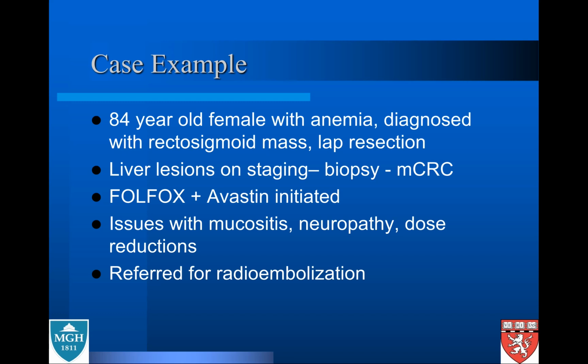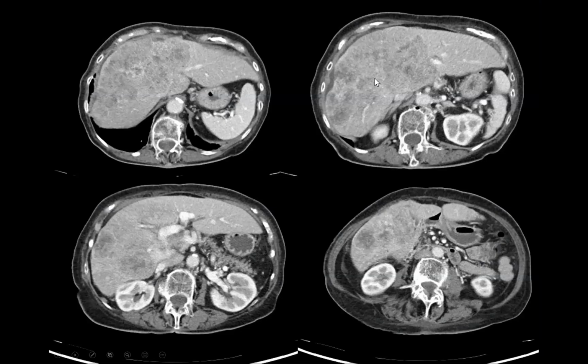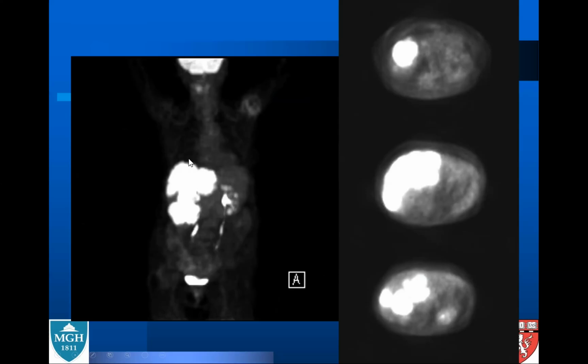So here are the images, and you can see the right lobe is predominantly tumor. And so we've assessed that. We get our tumor volumes off of this. And she also had a PET CT, and you can see the very avid tumor involving mostly her right lobe of her liver.